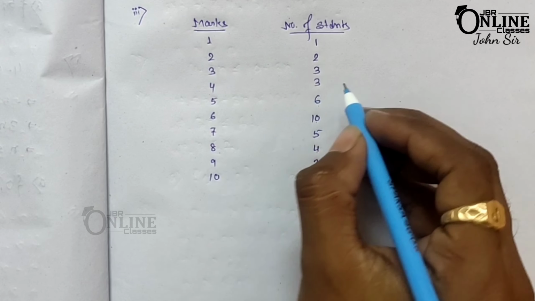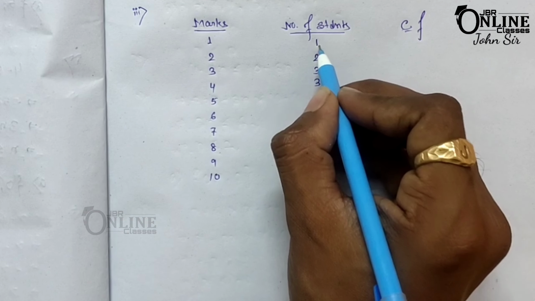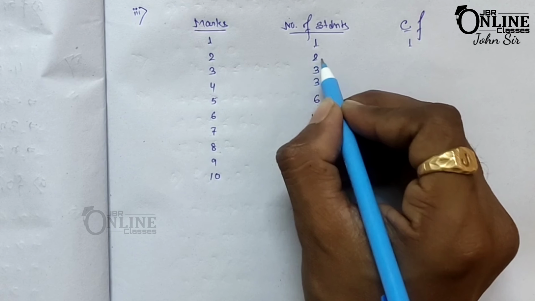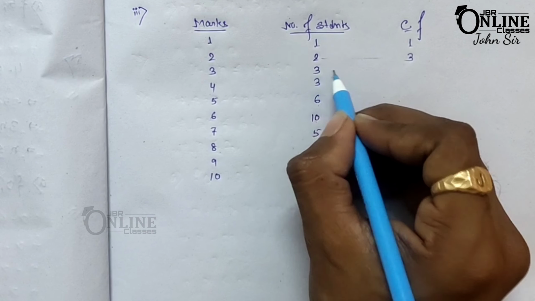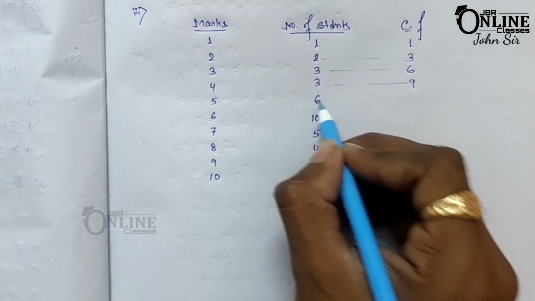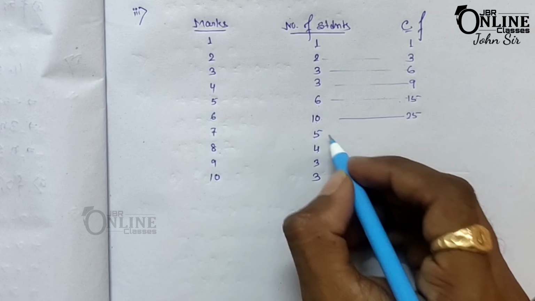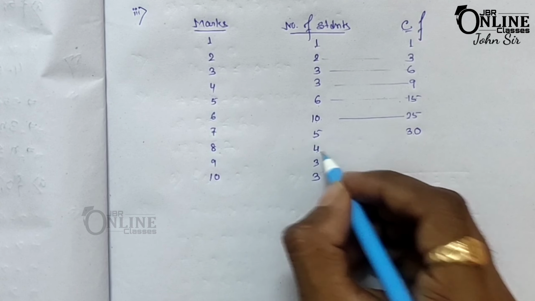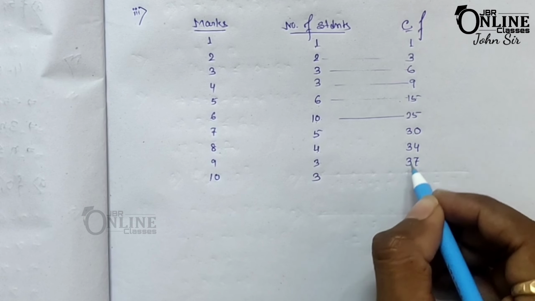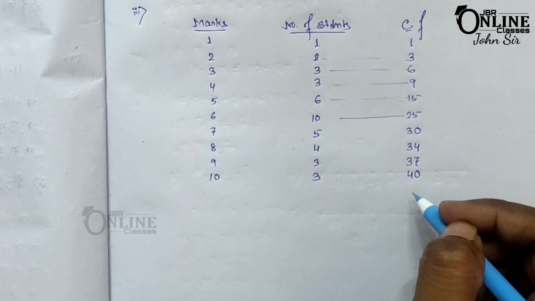So first here we have to find the cumulative frequency. To find out the cumulative frequency, first this one will be same, so write down 1. Now next 1 plus 2, that becomes 3, then 3 plus 3, that becomes 6, 6 plus 3 equals 9, 9 plus 6 equals 15, 15 plus 10 equals 25, 25 plus 5 equals 30, 30 plus 4 equals 34, 34 plus 3 equals 37, 37 plus 3 equals 40. So those are the cumulative frequencies.